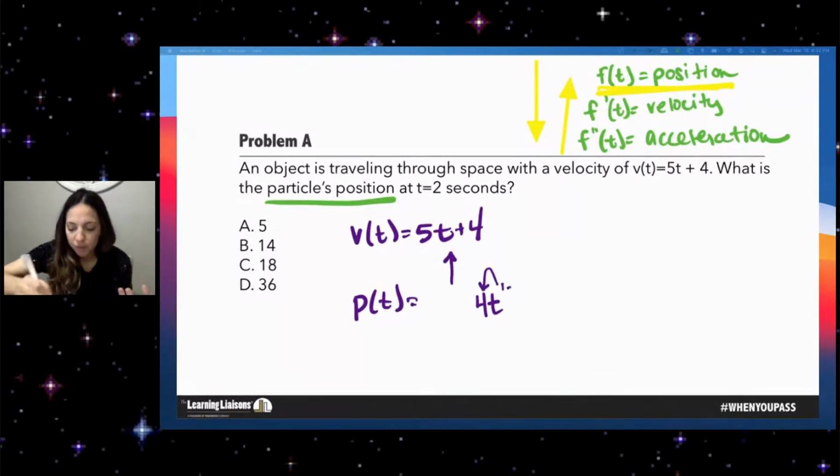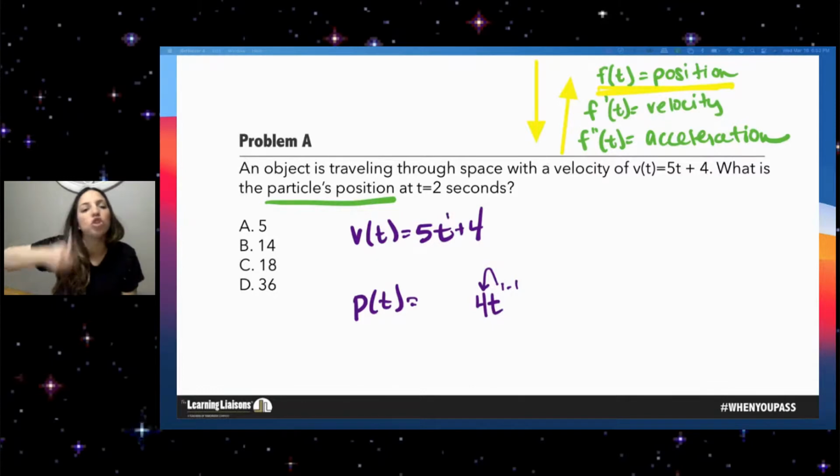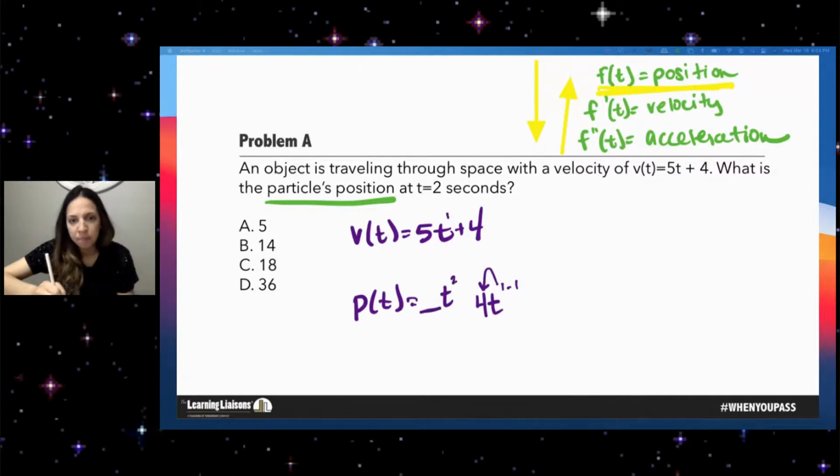Subtract 1 from that exponent, and it would be 0, which gives me the constant of 4. I'm going to use that same philosophy to find the integral of 5t. What ends up happening is if this is a 1, I'm going to add 1 instead of subtract 1 if I'm finding the integral. So t squared, but what is this number going to be?